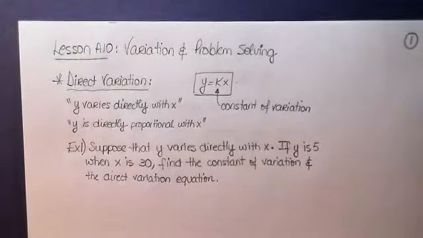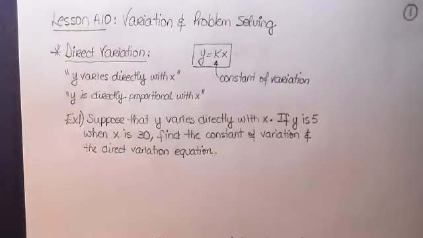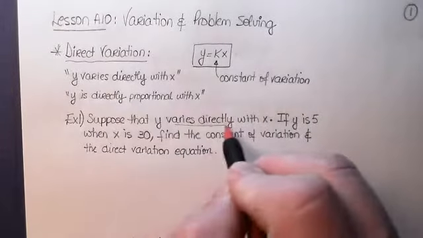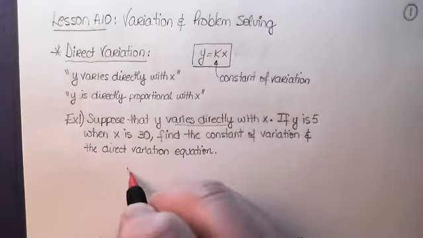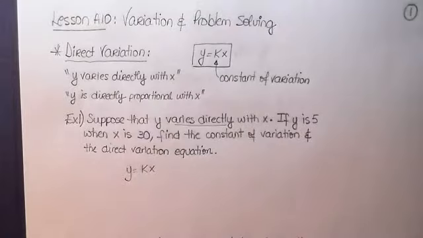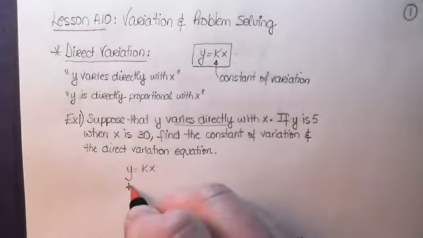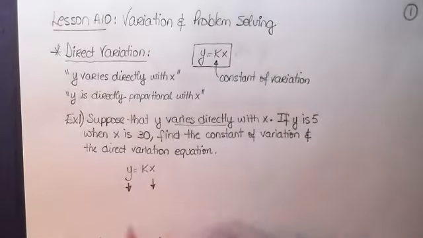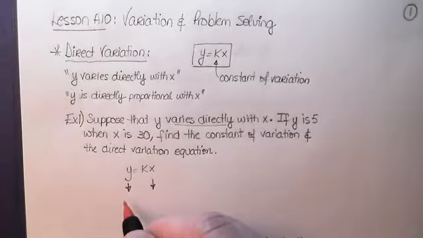Okay, so let's suppose I have this example number 1. Suppose that y varies directly with x. So right there I see a keyword, varies directly, and I'll automatically think of y equals kx. If y is 5 when x is 30, find the constant variation in the direct variation equation. So basically the problem is giving us y and x and is telling us to find k. So basically all we're going to do is plug it in.